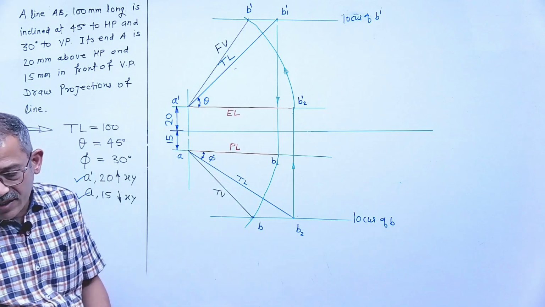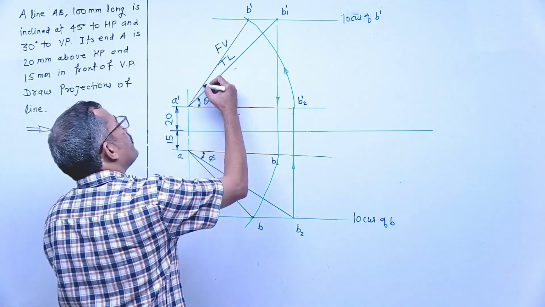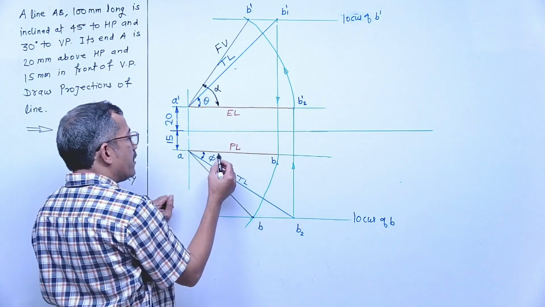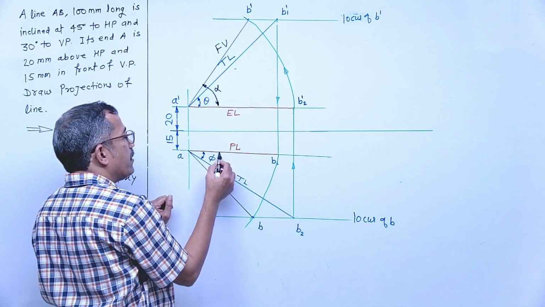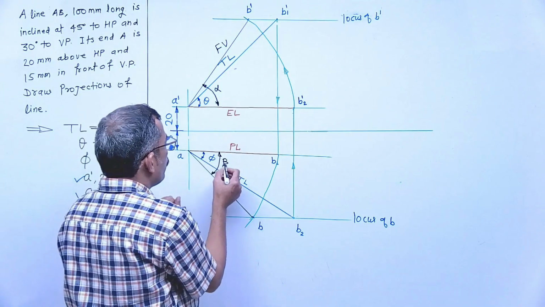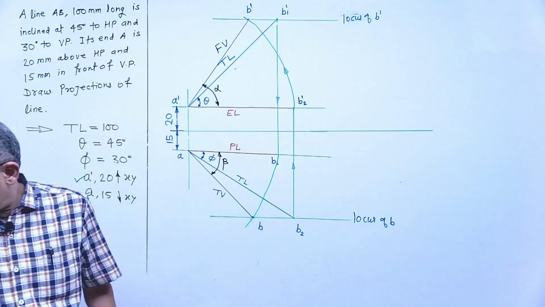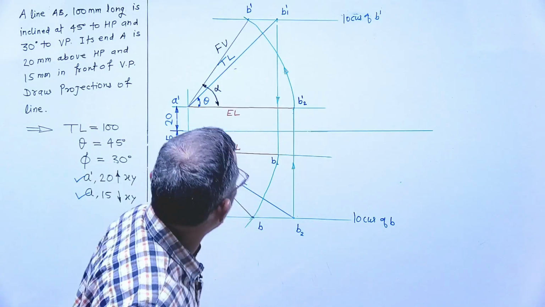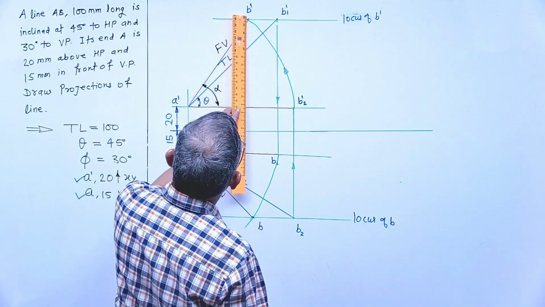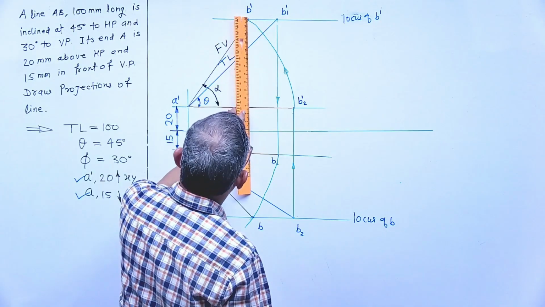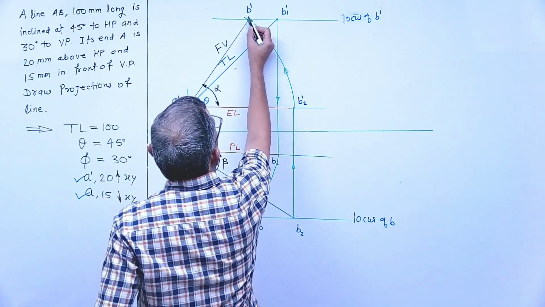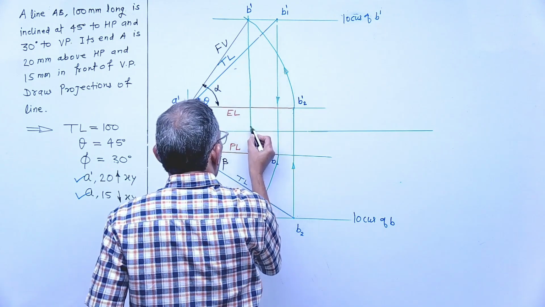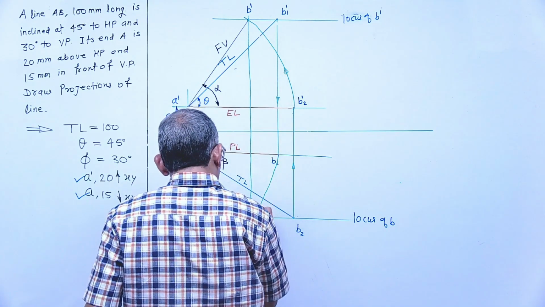Front view is inclined at what angle? So this angle is represented by what? Alpha, and the top view of the line is inclined at what angle? Beta. How will we decide whether our solution is correct or wrong? Always the front view and top view of a point must be on the same vertical line. That means your B dash and B must be on the same vertical line. So we are getting them on the same vertical line. If we draw a vertical projector from B dash, it must pass through point B.